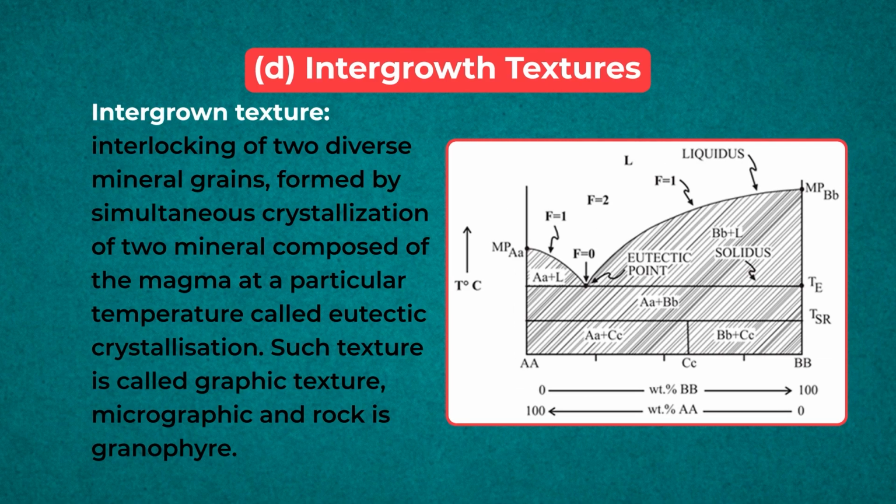Now, the fourth category we will discuss is the intergrowth texture or intergrown texture. In case of intergrown texture, the interlocking of two diverse mineral grains formed by simultaneous crystallization of two mineral components of the magma at a particular temperature, called eutectic crystallization. Such texture is called graphic texture. The rock is called micrographic rock, and the rock is also called granophyre.